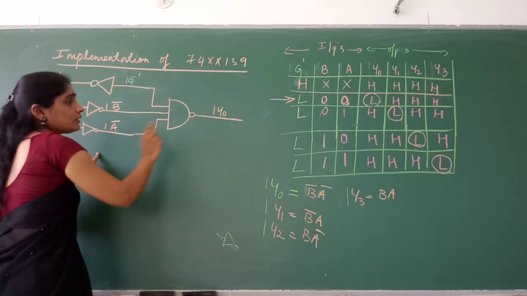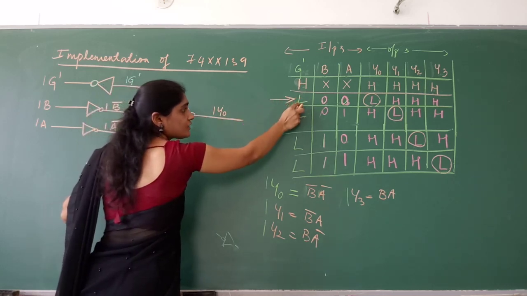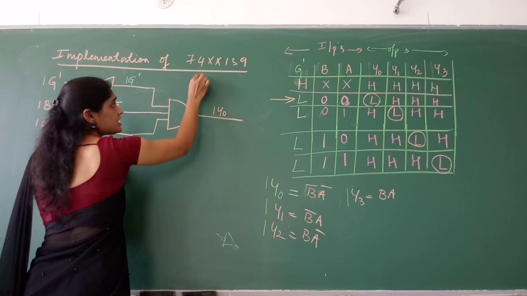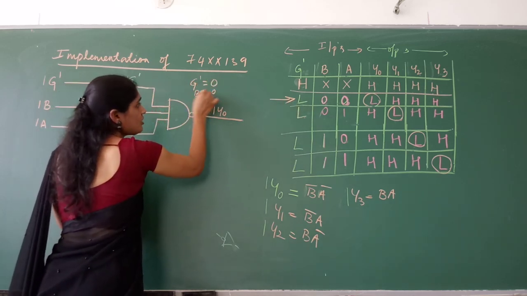Now, let us verify the circuit. Give this combination: G dash is equal to 0. So G dash is 0, B is 0, A is 0.